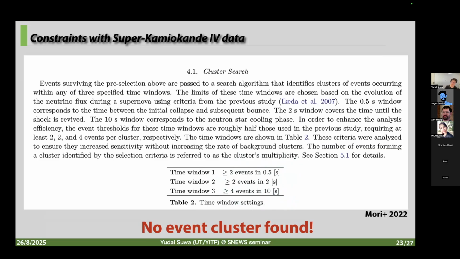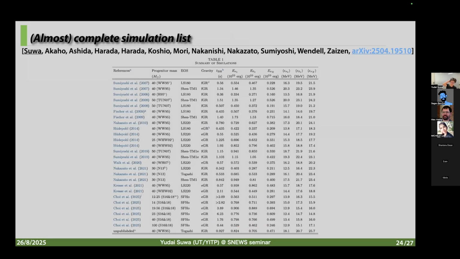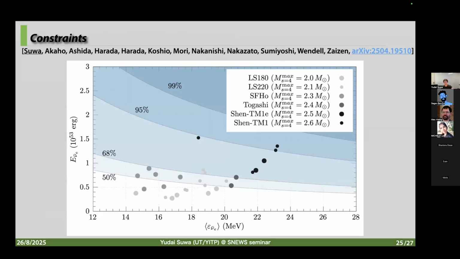Based on this constraint, we can make some constraints on the theoretical quantities. In order to compare the theoretical prediction with the observational constraint, we need to compile all available simulation data. The oldest one was about 2005, 2007. And later on, there are a number of numerical simulations that are trying to make the black hole formation at some point. They have different total energy emitted by neutrinos and average energy here. So let's plot these numbers in this parameter space.